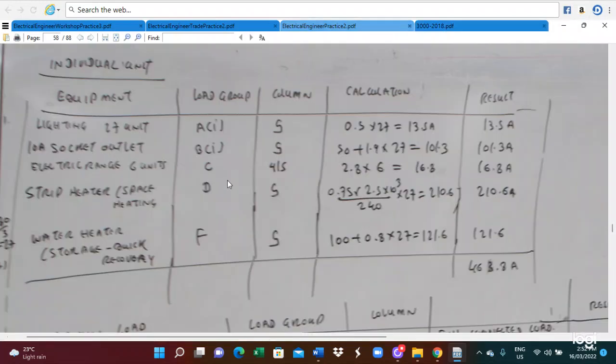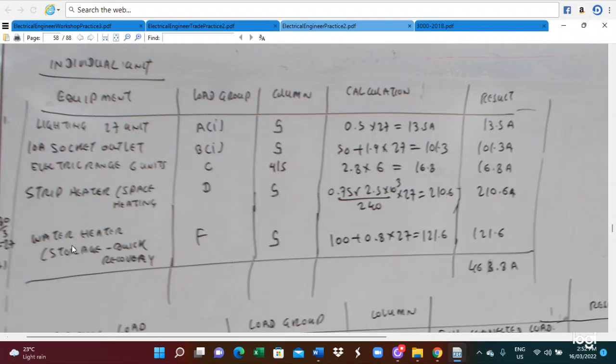So we calculated 2.5 kilowatt, 2.5 times 3, and also the 0.75 and 27. So multiply 27 divided by 240, so you got the 201.6 ampere.